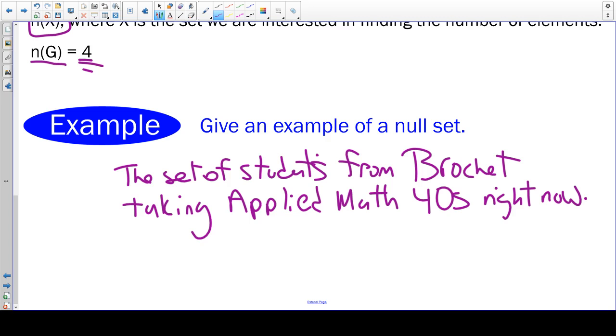Question? Is the S in 40S lowercase or uppercase? It's uppercase. Yeah, it's uppercase. It's just the old way of naming courses. They've named courses like that in Manitoba for like 20, 30 years. So that is the set. That is an example of a null and empty set.